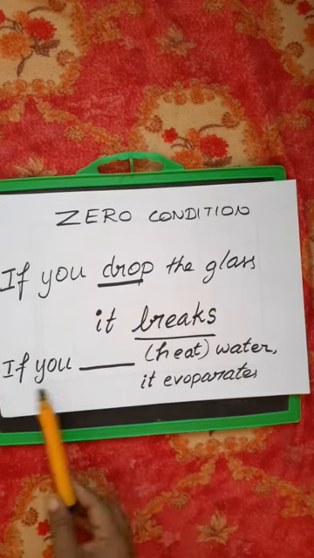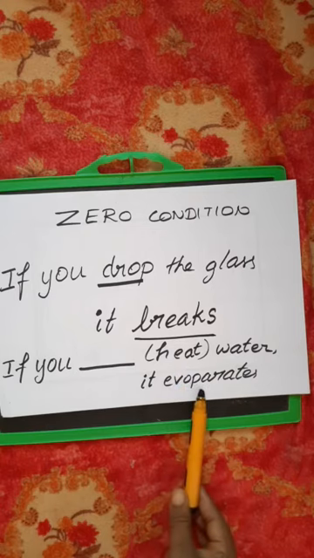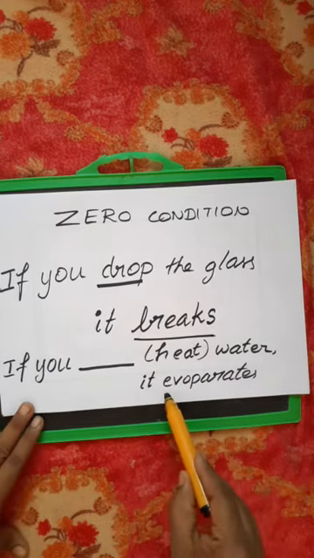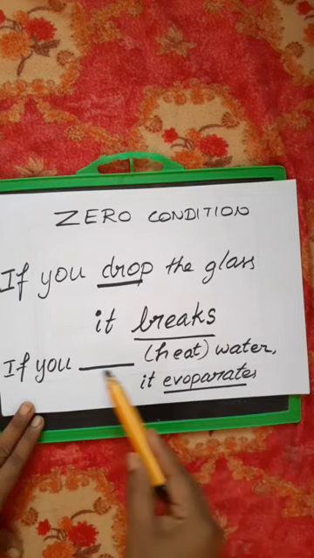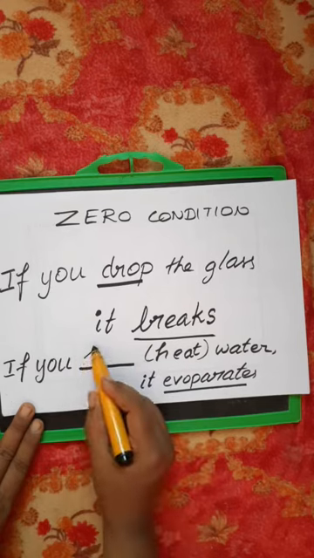Now let us see here. If you dash heat water, it evaporates. So how can we find it here? In the second part, the main clause, it is also simple present, so we have to use simple present here, V1. So heat, heat.